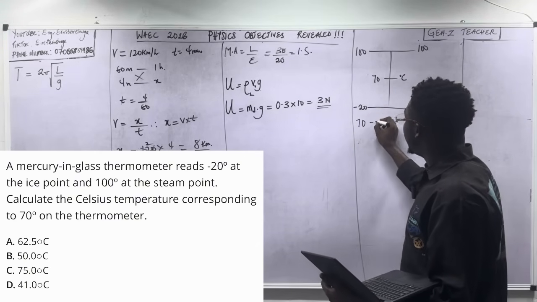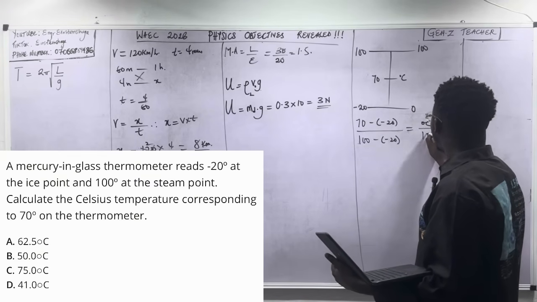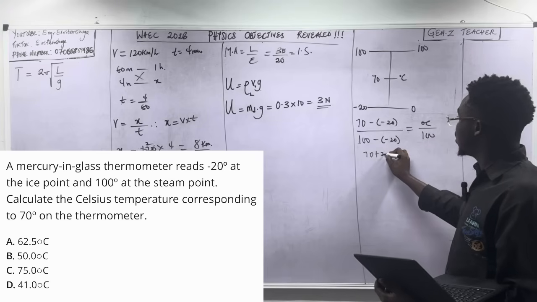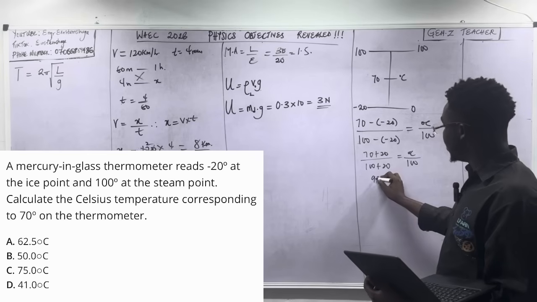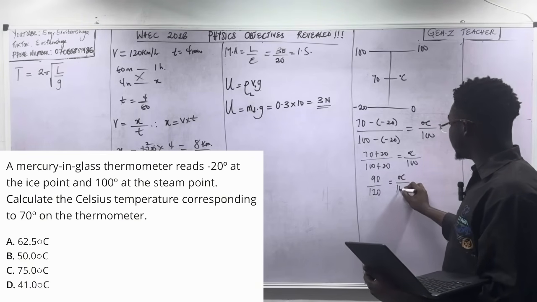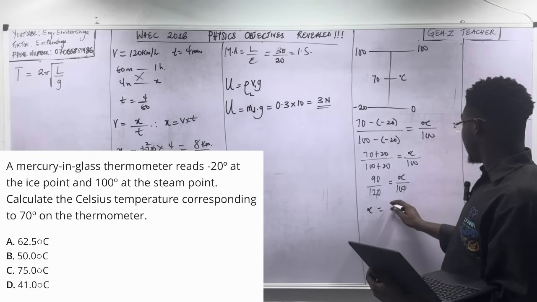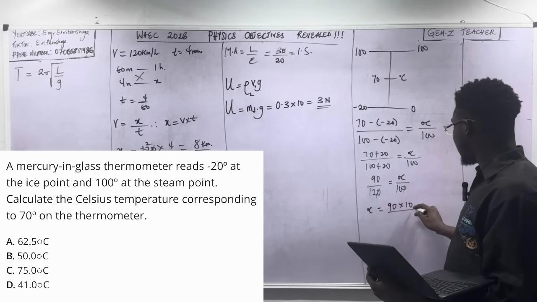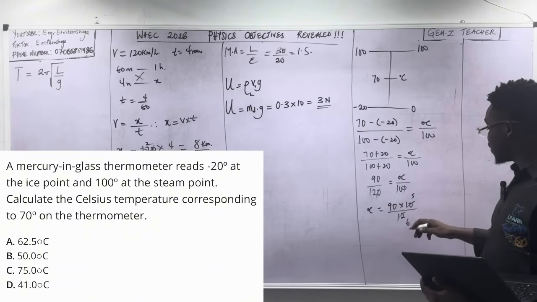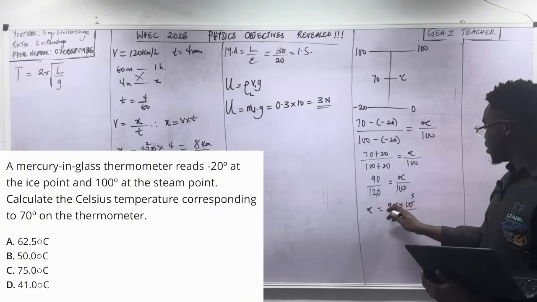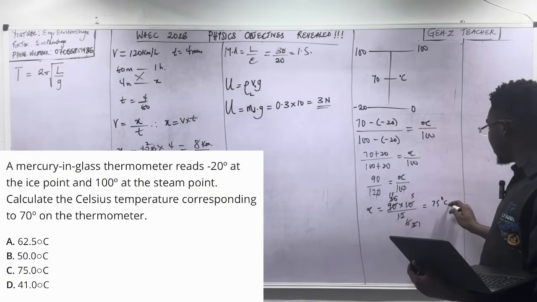Let's go from here. We'll have 70 minus minus 20 over 100 minus minus 20 equals C over 100. We have over here 70 plus 20 over 100 plus 20 equals C over 100. This should be 90 over 120 equals C over 100. Let's divide. So C should be 90 times 10 divided by 12. Let's divide if you can divide. 2 into 12 is 6, 2 into 10 is 5. 3 into 6 is 2, and 3 into 9 is 30. 2 here is 1, 2 here is 15, times 5, that should be around 75 degrees Celsius.